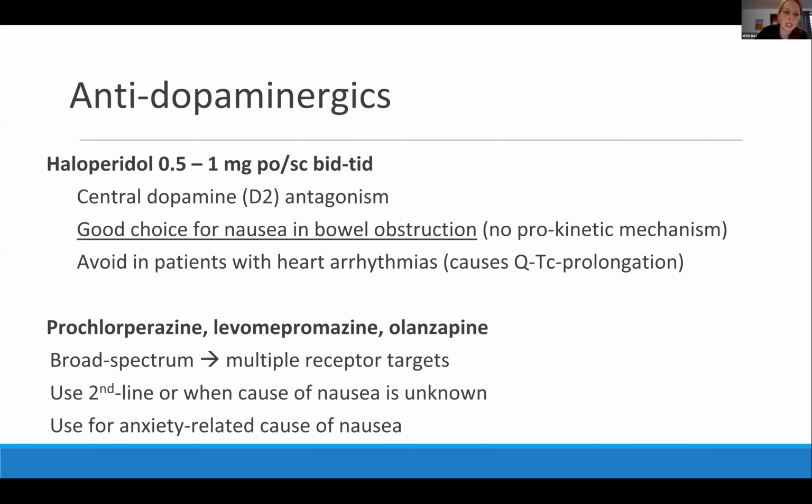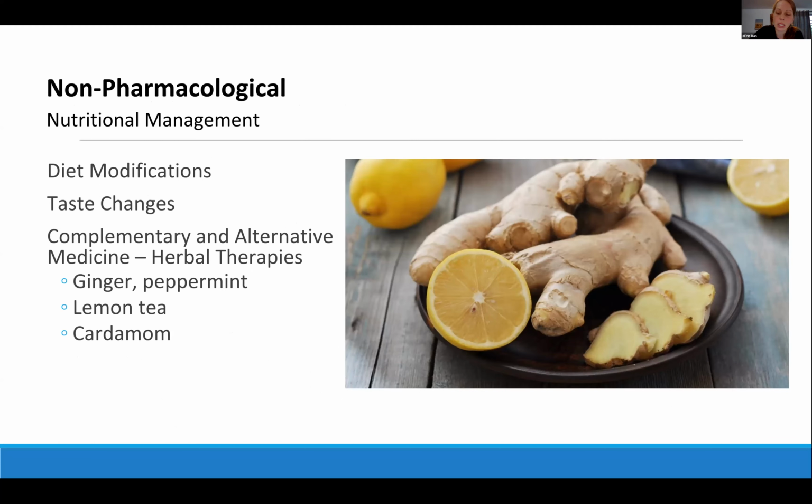And the last 3 medications that I'll mention today are the prochlorperazine, levomepromazine, and olanzapine. These end up being broad spectrum medications because they target multiple receptors. And we often use them as second line when we don't often know the cause of the nausea. But they could be really good for anxiety-related causes of nausea. So hopefully with those ideas and those recommendations for medications, you'll have a really good start on what you can do to help patients.